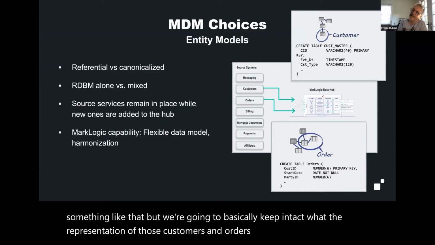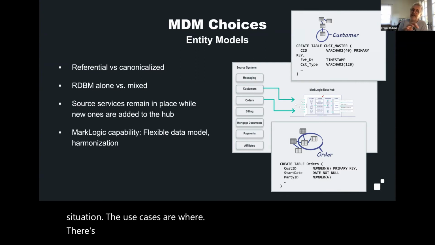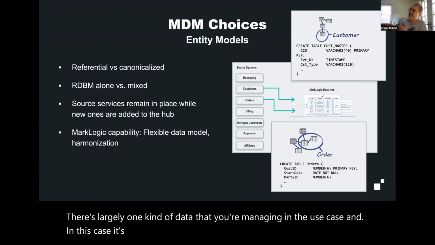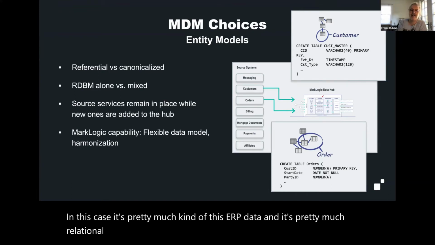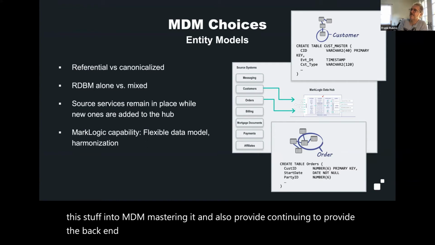And again, this is a situation where the use cases have largely one kind of data that you're managing, and in this case, it's pretty much this ERP data, and it's pretty much relational data, and you want to basically have a low impact way of pulling this stuff into MDM, mastering it, and also continuing to provide the backend services on the source systems.